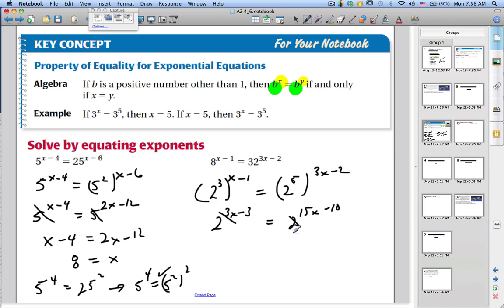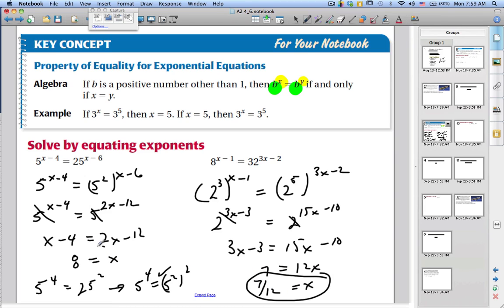And now I can get rid of the bases. 3x minus 3 is equal to 15x minus 10. If I subtract 3x, I'll get 12x here, and I add 10, so negative 12x is equal to 7. So x would be equal to negative 7/12.